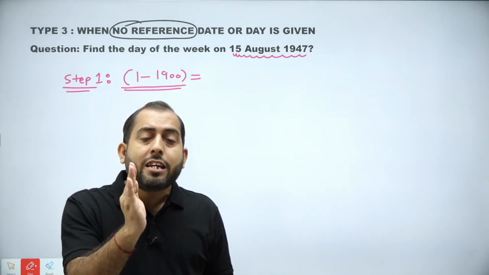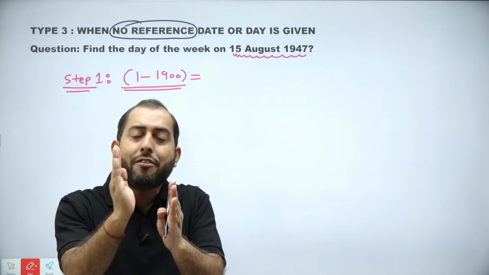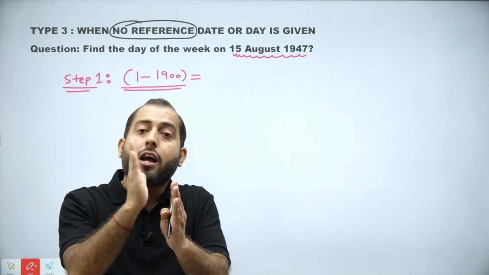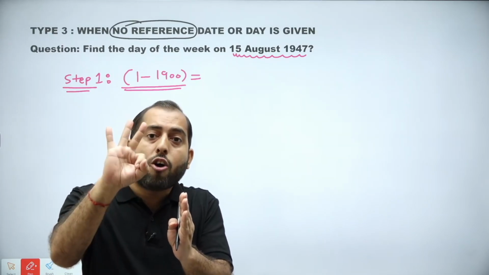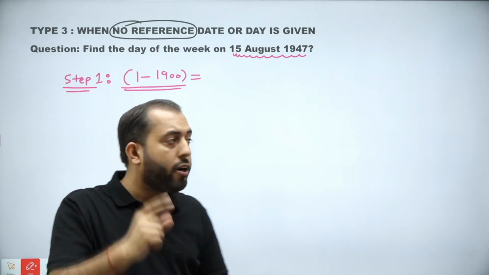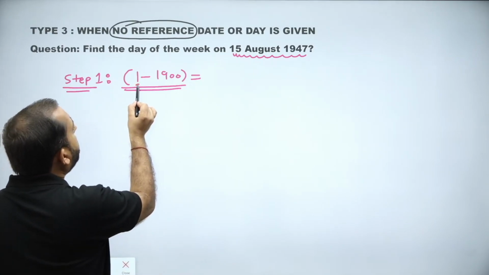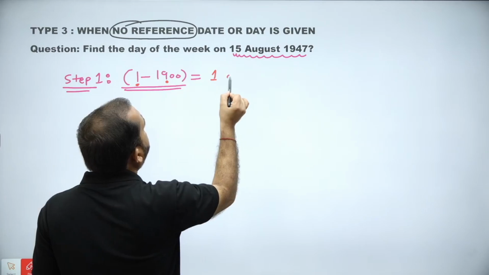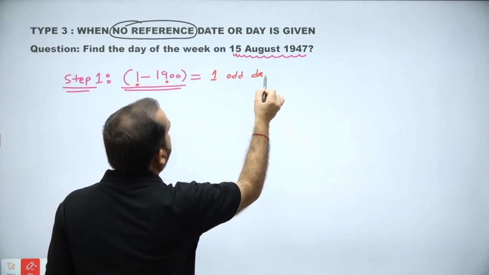So till 1600, 0 odd days. Till 1700, 5 odd days. Now 1800, 3 odd days. 1900, 1 odd day. So from the beginning till 1900, how many odd days are there? 1 odd day is there.